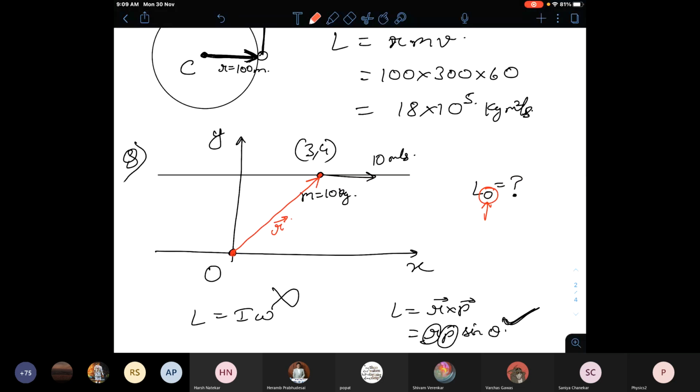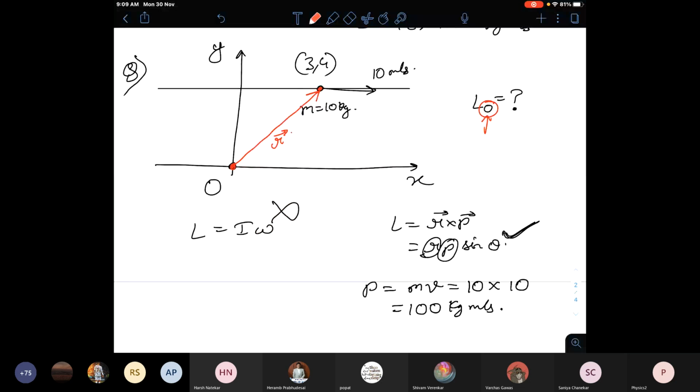Now what you need is, you have calculated momentum. If I rearrange this formula, a very unique thing will happen. I can write it as r sine theta into p, because p I have already calculated. I have not calculated sine theta or r. So if I rearrange this, I can write it as r sine theta into p.